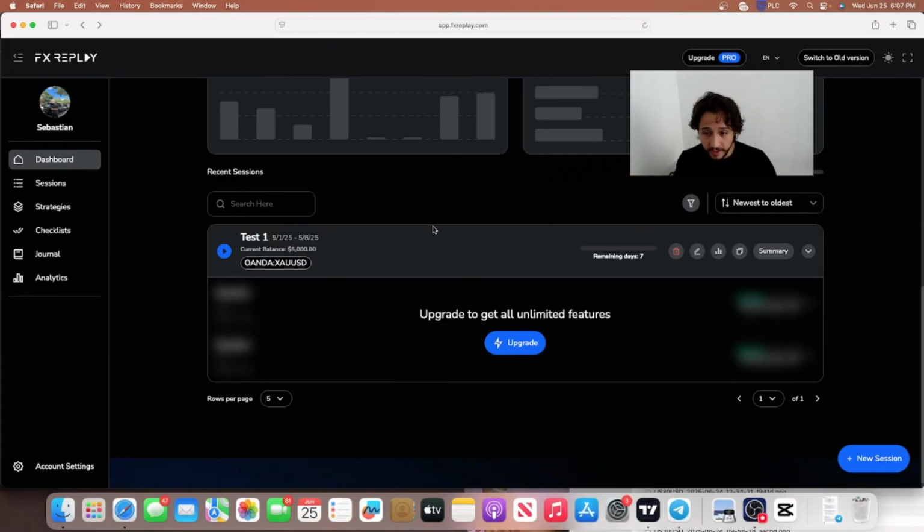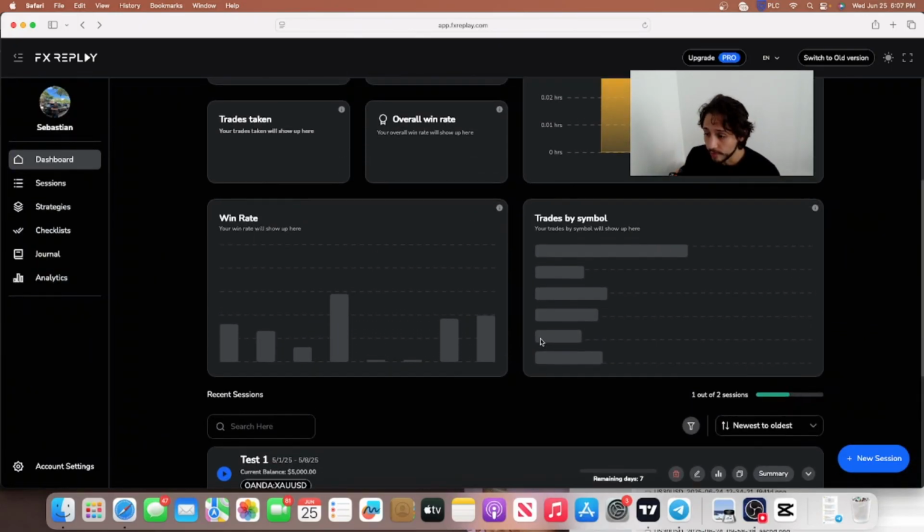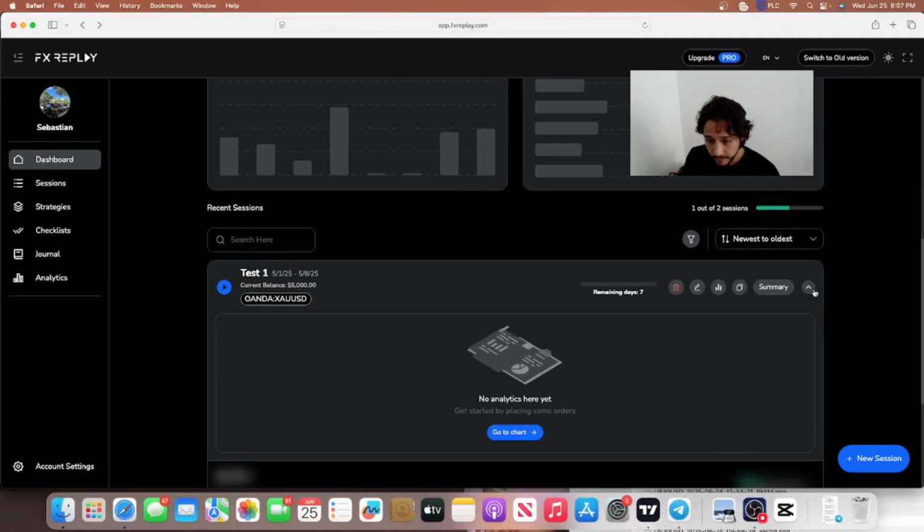So we're going to be backtesting. This is test one. We're going to have an account balance of $5,000 and we're going to be trading gold, which is the same exact pair that I trade every single day. This is pretty cool. You guys can also journal your trades, which is dope. So let me get into this.